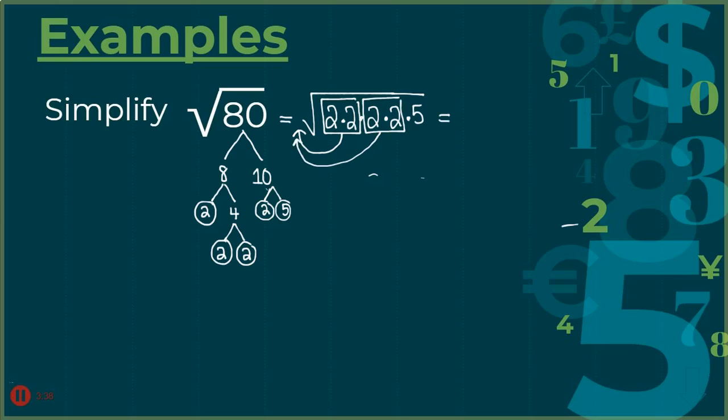So when I pull out multiple numbers, since these are factors, factors are being multiplied together. So when I pull out those 2 2's, I have to multiply them together so that it becomes 4 square roots of 5.